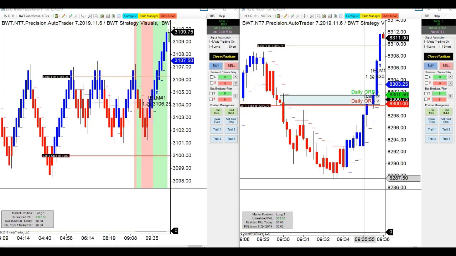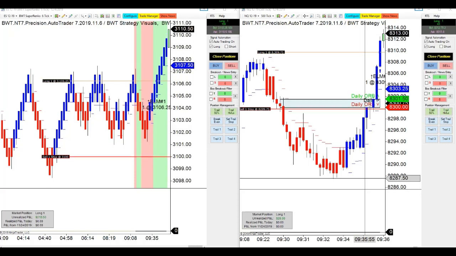And now we have longs in everything. A sharp move higher now. Really going at it.